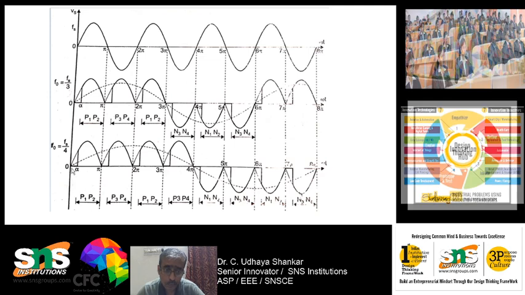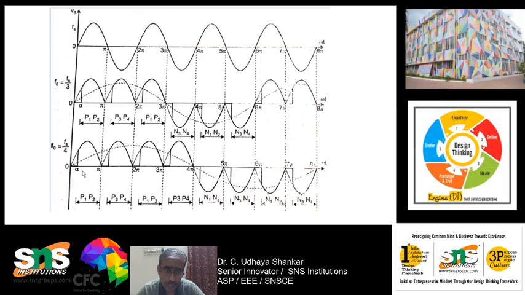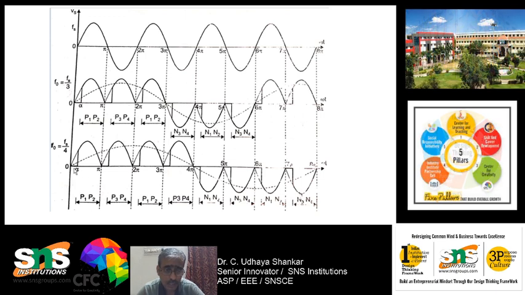As well, I can control the output voltage by controlling the firing angle alpha. If I give a high firing angle alpha, then I will be getting less output voltage. If I give a low firing angle alpha, then I will be getting more output voltage. Okay. So this is how it operates.